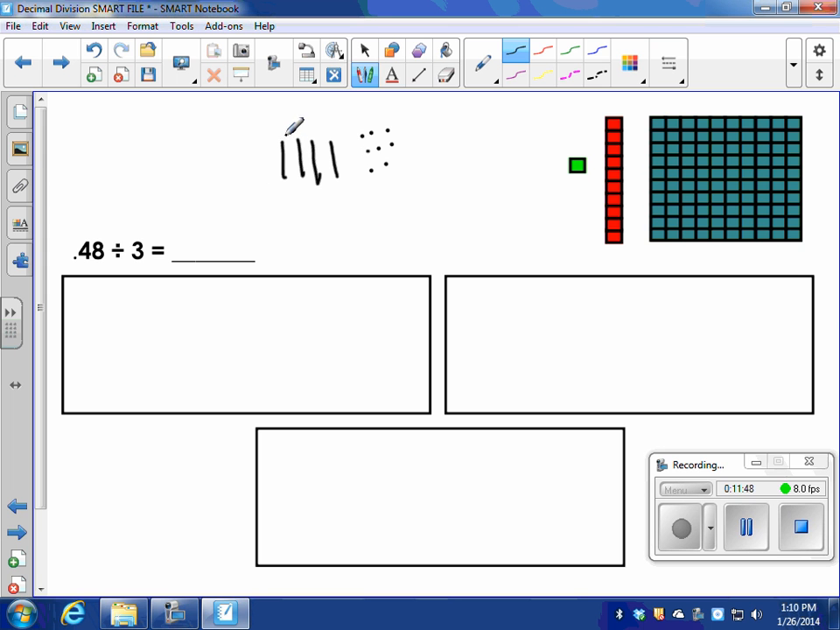So I'm going to go ahead and partition out what I can. So I'm going to take those 3, and I'm going to go ahead and put them into their groups, 1, 2, 3. And then I can take this 6 here, get rid of those. 1, 2, 3, 4, 5, 6. So now I'm left with 12 hundredths. I'm left with 1 tenth and 2 hundredths.